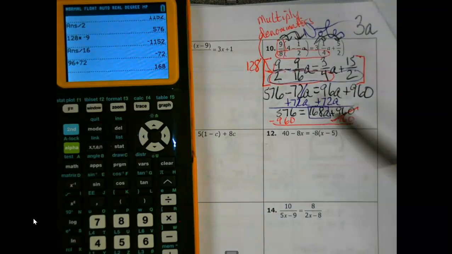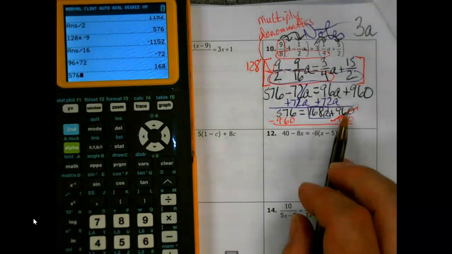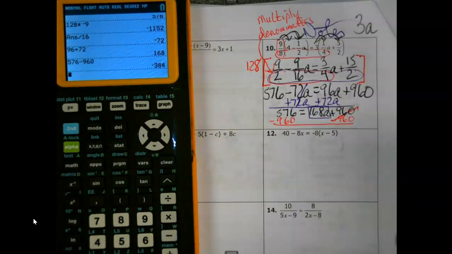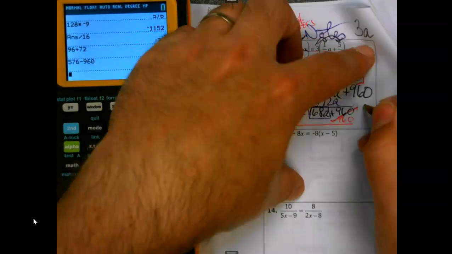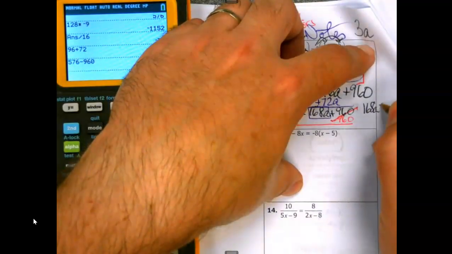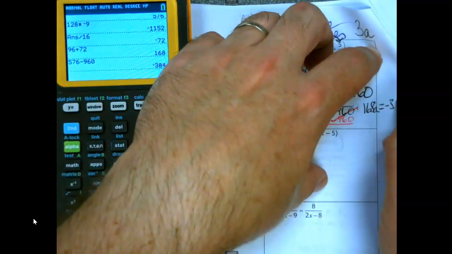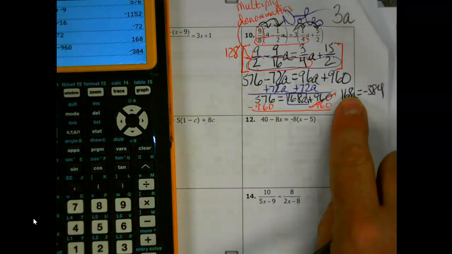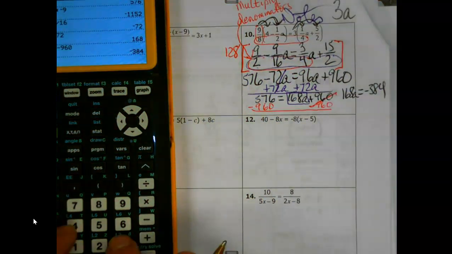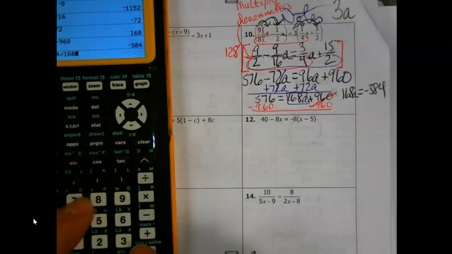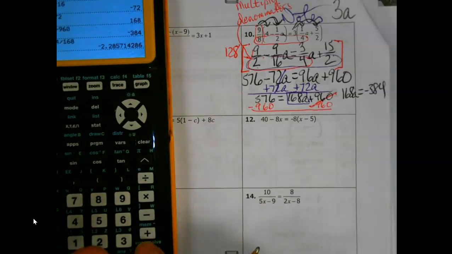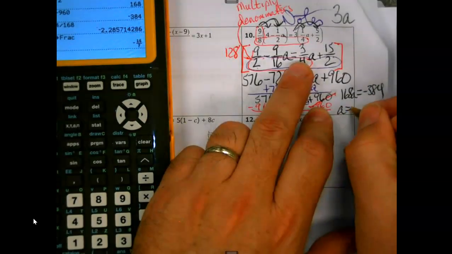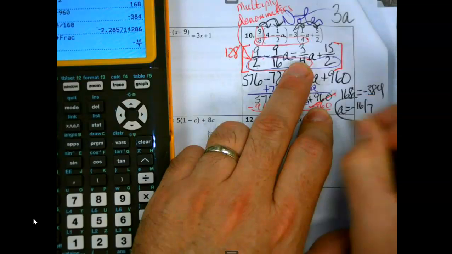Next job, get my A's by themselves. So we're going to minus, or do the opposite of this, plus 960. It's a little bit of a chunker of a problem here. 168A equals negative 384. Divide to finish. Luckily, we don't have any problems that are this big. And of course it's a decimal. A equals negative 16 over 7.